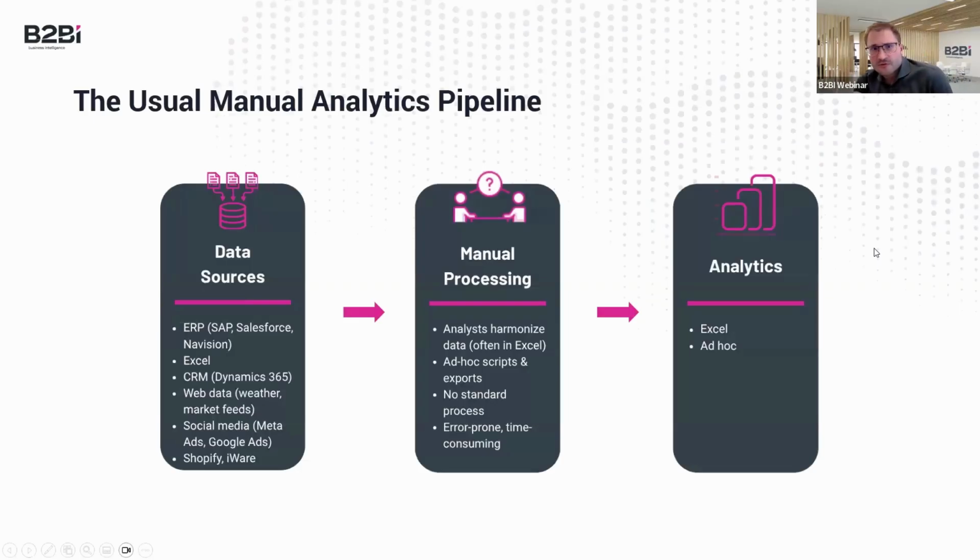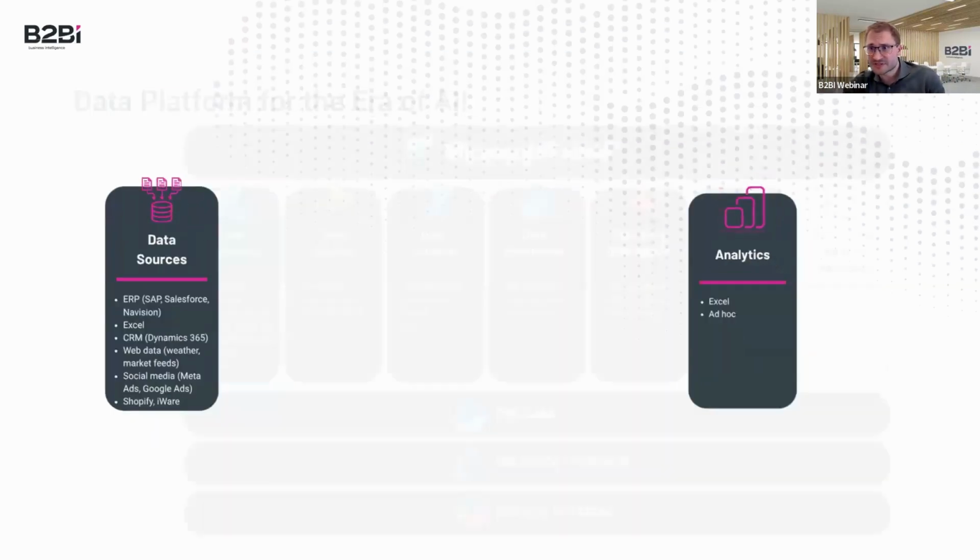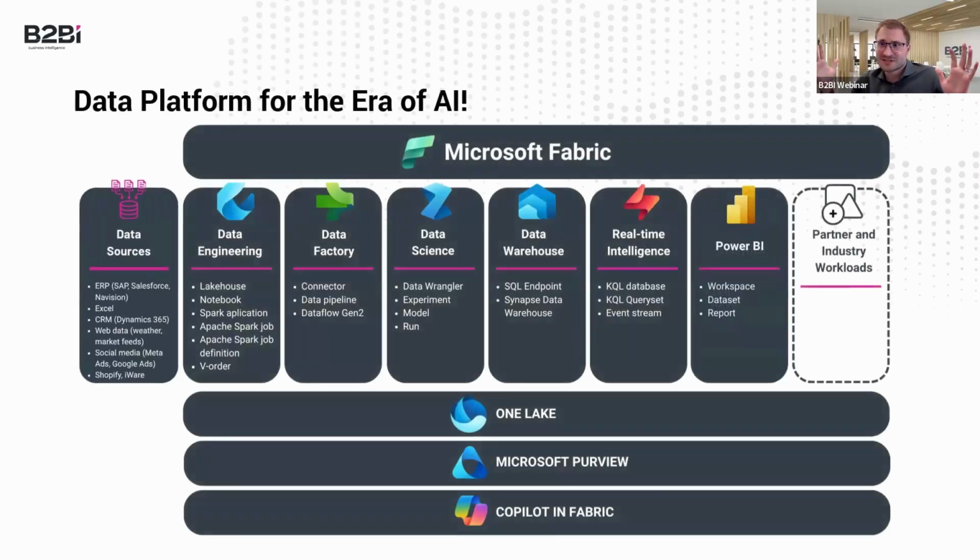Now, we started off with the data sources and the manual processing and the analytics in Excel. Now, Excel we exchange with Power BI. Data sources will stay the same, but the manual processing part of this, what Christian will guide us through, falls now under Fabric. It's not manual, it's done within the Fabric ecosystem.